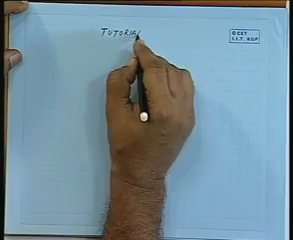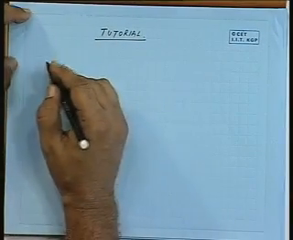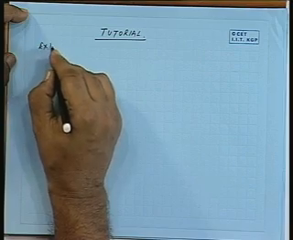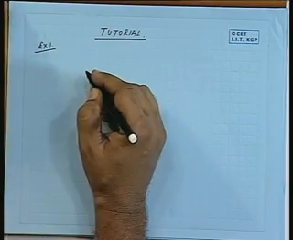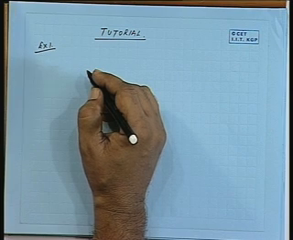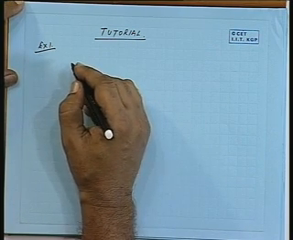Good afternoon. We will continue with a few more tutorial problems. We will take up an example on pole zero distribution and computation of network values, network parameter values, from the pole zero distribution.